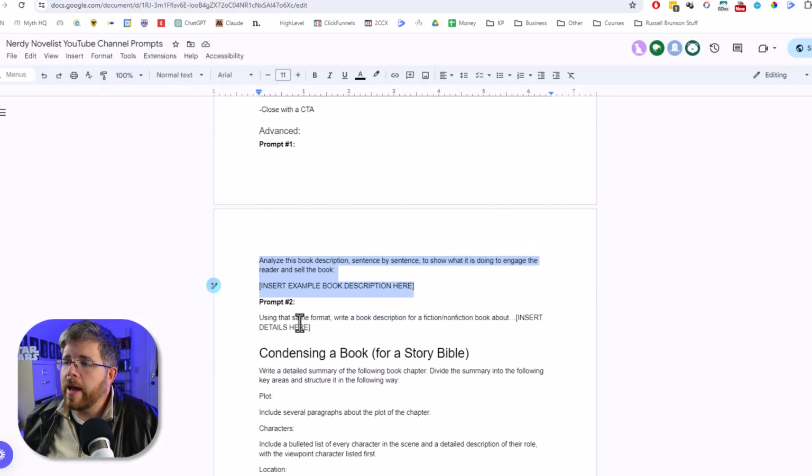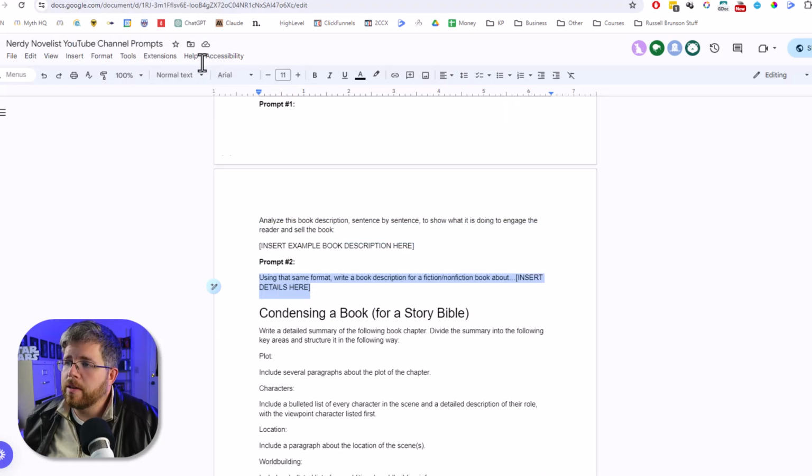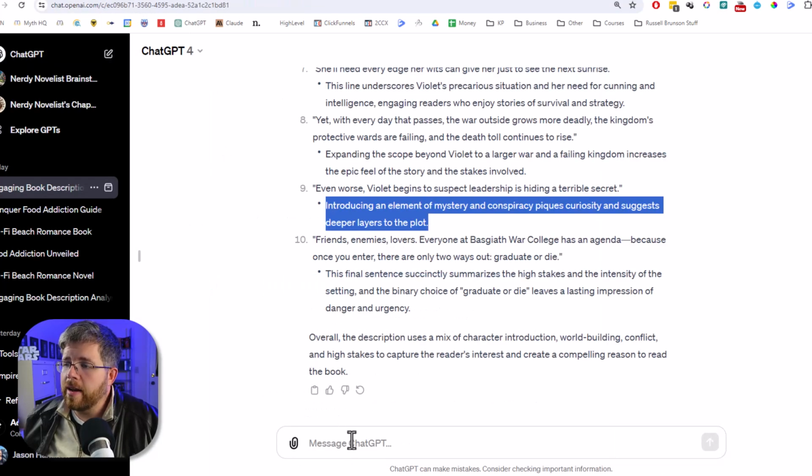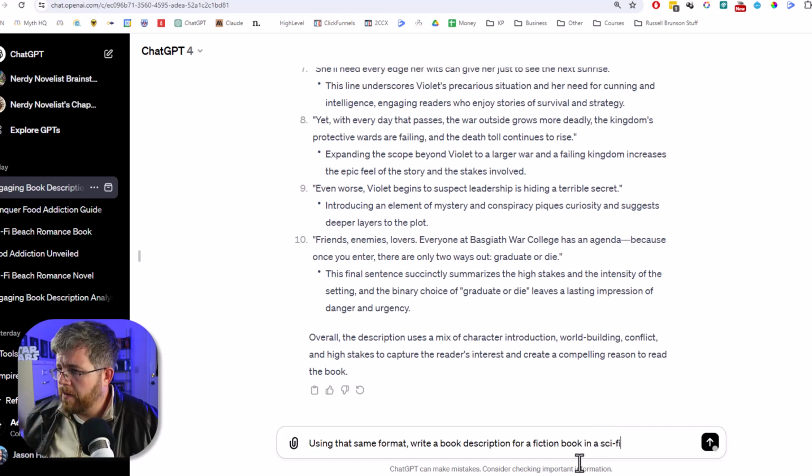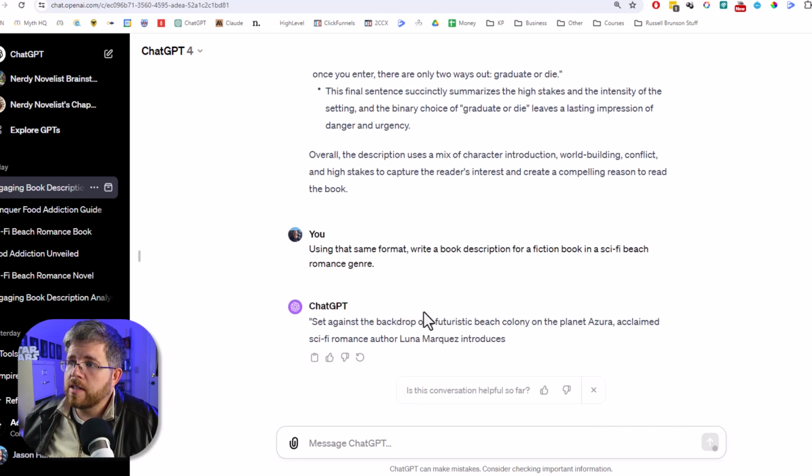So let's go back and pick the next prompt, which we'll do right after this. Make sure you're doing this in the same chat window, and say, using that same format, write a book description for... and you could do fiction or nonfiction. In this case, we're doing fiction, for a fiction book in a sci-fi beach romance genre. So it's going to use the same format.